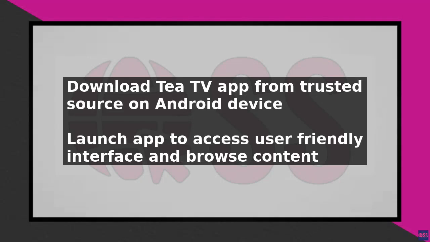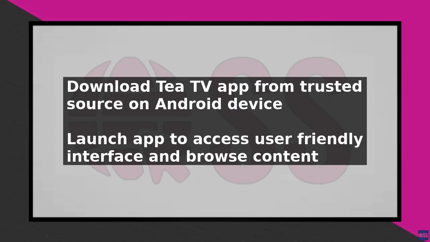To use the TTV app on Android, start by downloading and installing the app from a trusted source. Once installed, launch the app and you will be presented with a user-friendly interface. The home screen displays a list of popular movies and TV shows, allowing you to easily browse and discover new content. To search for specific titles, use the search bar at the top of the screen.